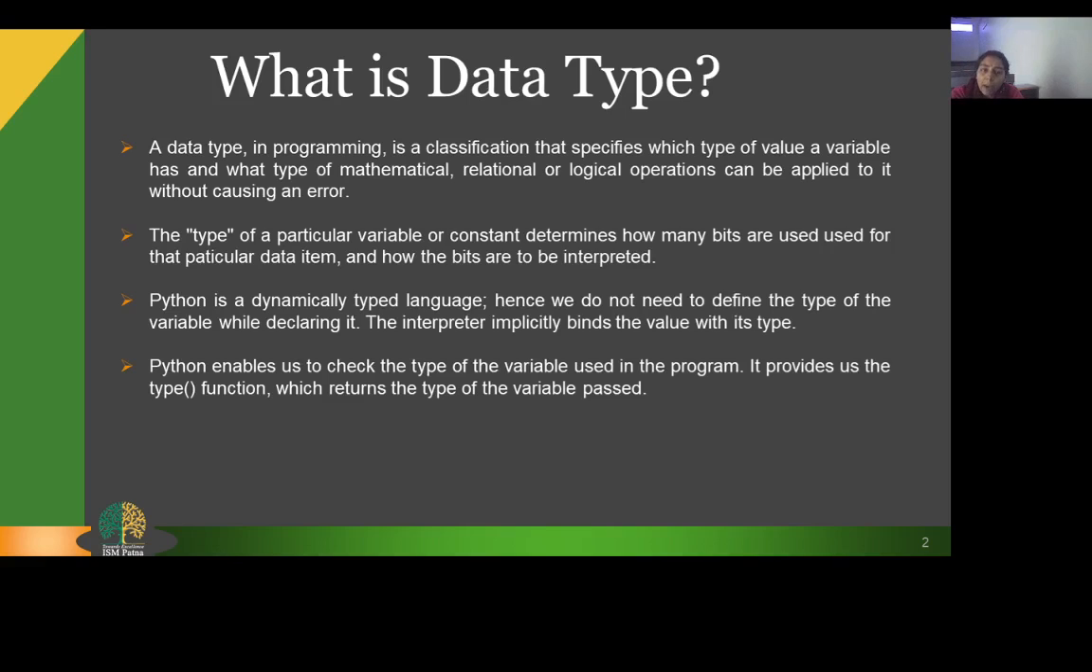When we talk about Python data types, as Python is a dynamically typed language, we do not need to define the type of the variable while declaring it. The interpreter implicitly binds the value with its type. Python enables us to check the type of the variable used in the program. It provides the built-in function type, which returns the type of the variable passed to it.